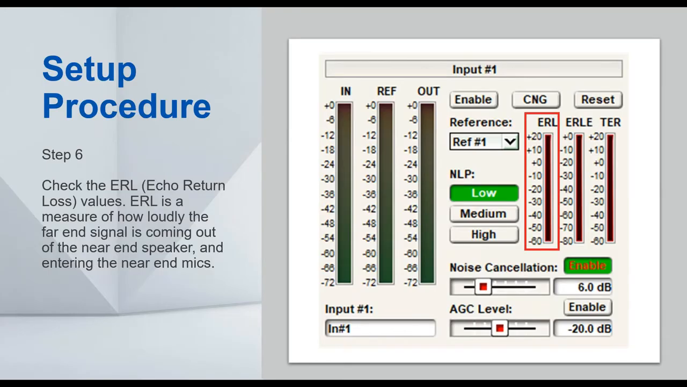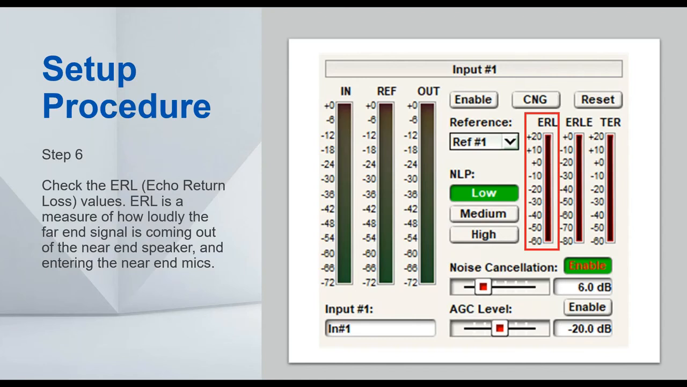Then you can look at the ERL levels and the ERLE levels. Again, once you actually have the far end caller coming in through and coming out of the speakers in the room, getting picked up by the microphones, that's when something will actually show up on the ERL and ERLE meters, but not until then. So again, we want the ERL meter to be a negative number.